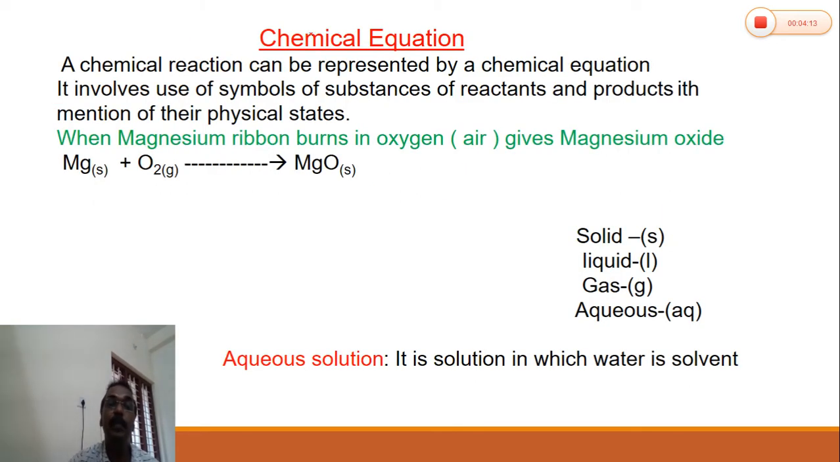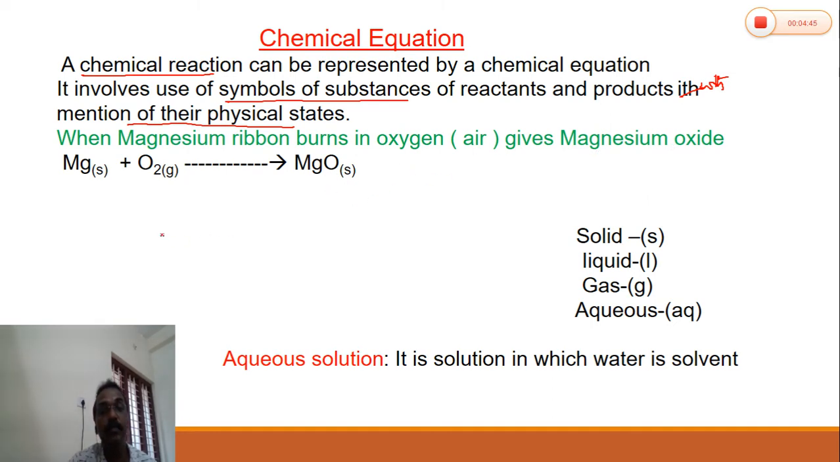Now, what is a chemical equation? See, chemical reactions can be represented by an equation which is called the chemical equation. This chemical equation involves symbols of substances, of reactants and products, with the mentioning of their physical states. For example, magnesium ribbon burns in oxygen, we get magnesium oxide.